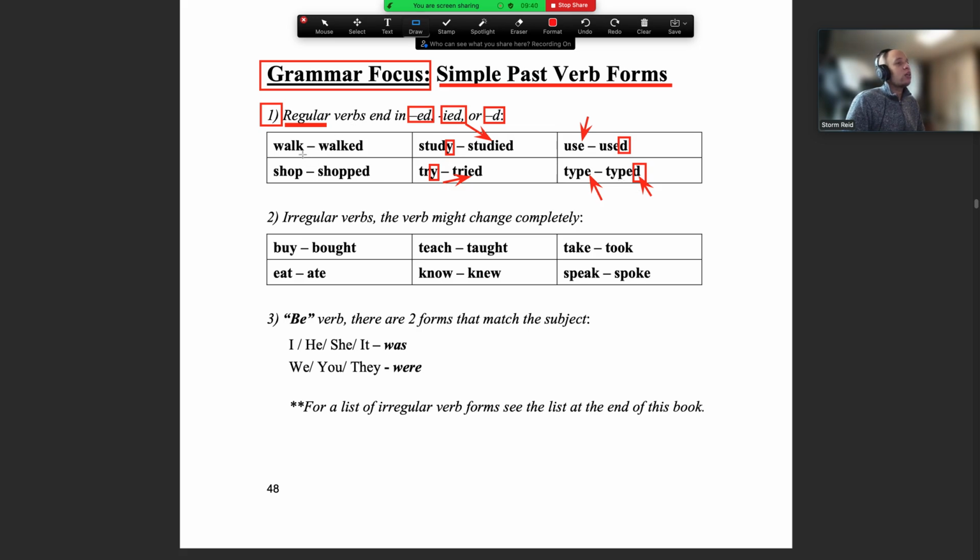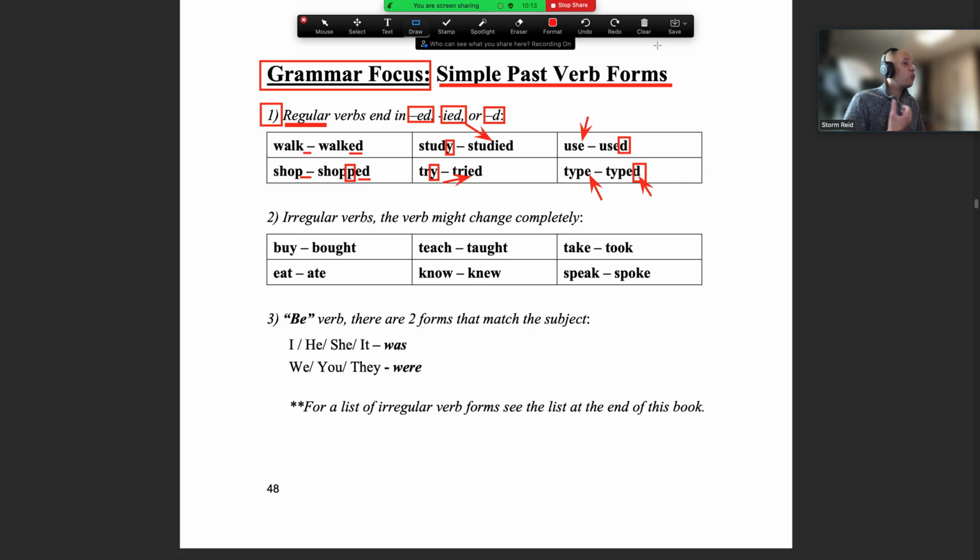Now, walk, this doesn't have a Y, there's no Y, and there's no E. So that's the way you can think about it, guys. If the word doesn't finish with a Y and it doesn't finish with an E, then it's probably going to be ED, okay? Sometimes you have to put a double letter at the end, but usually, guys, you can just add ED.